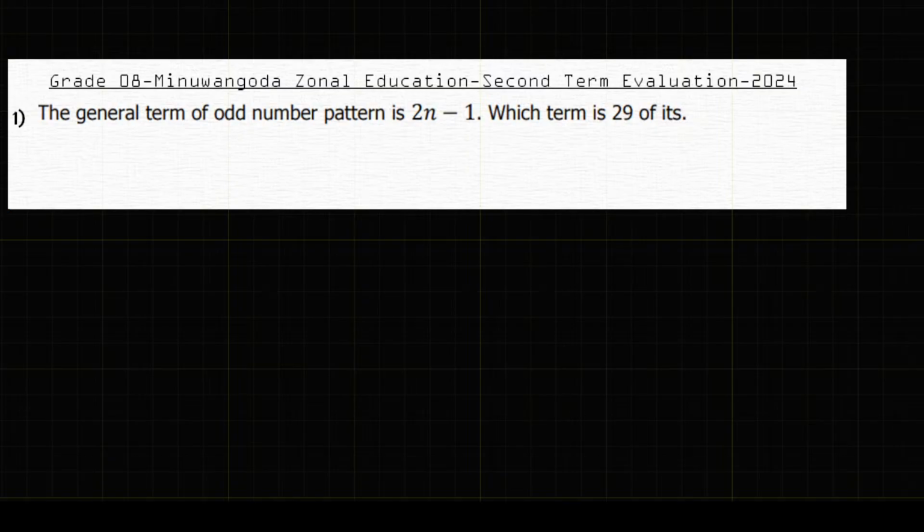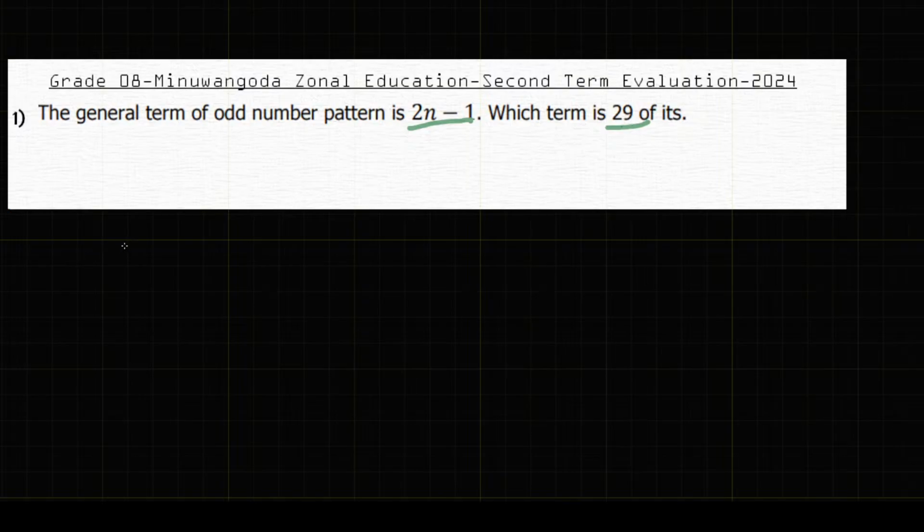Alright students, so how do we do this question? The general term of a number pattern is 2n minus 1. Which term is 29 of it? Alright, so how do we do it when the general term is given and they ask for the term number of a term?